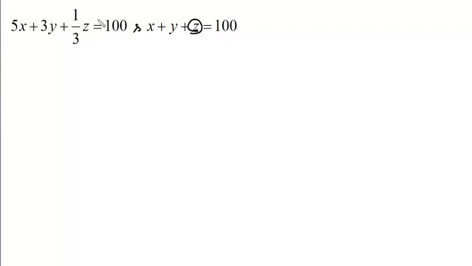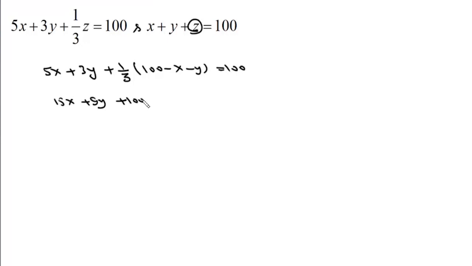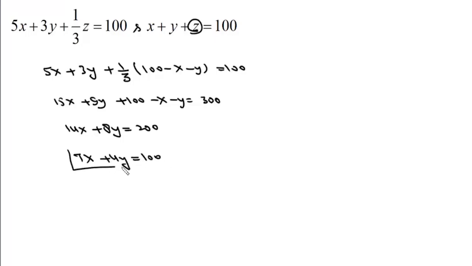Now we'll find z and we'll put it here. So we'll write 5x plus 3y plus 1 by 3 z, where we can write this z as 100 minus x minus y, equal to 100. So we multiply it with 3, we can write 15x plus 9y plus 100 minus x minus y will be equal to 300, or we can write 14x plus 8y is equal to 200. Now we'll divide it by 2. So we can write 7x plus 4y equals 100. Now we need to find integral solutions to this equation.